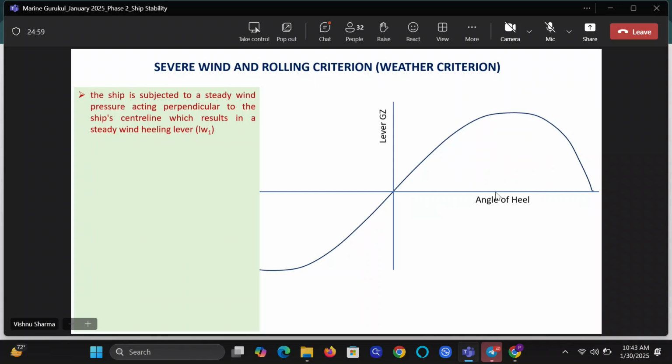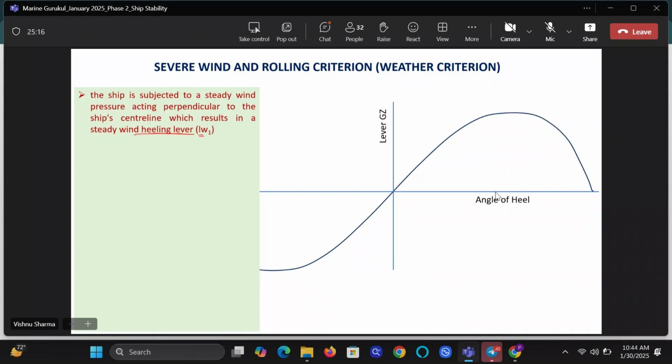Every moment has a lever. So this wind causes a steady wind heeling lever. We are not talking of moment here, we're talking of the lever it causes, the heeling lever, and that heeling lever will be called LW1.